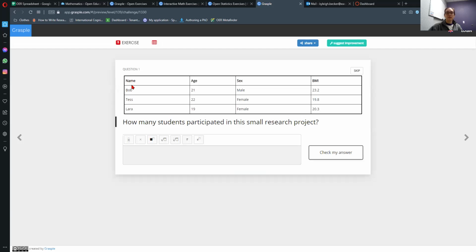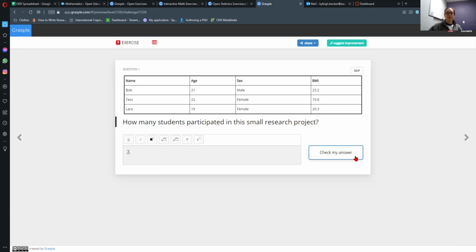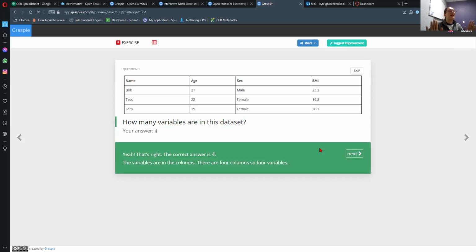So, how many students participated in this small research project? Well, 3. Yep, correct answer is 3. We can go on to the next one. How many variables are there in this data set? 1, 2, 3, 4. Math is not my strong suit, so when I get this one wrong, okay, got it right.